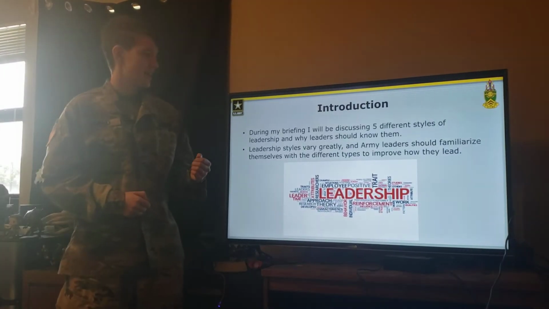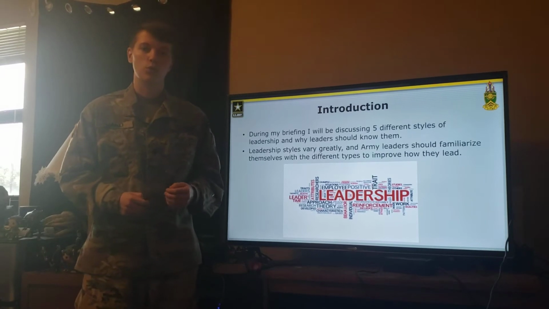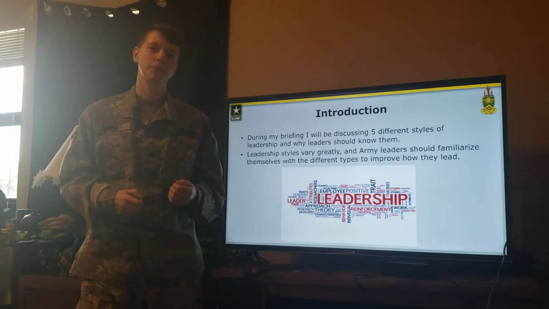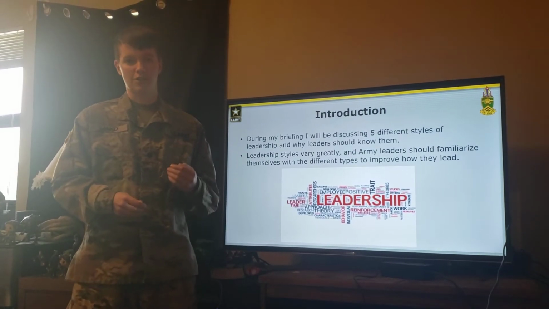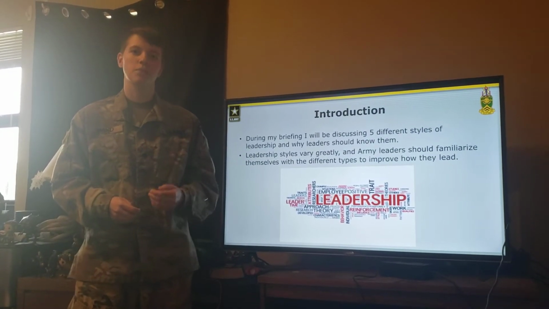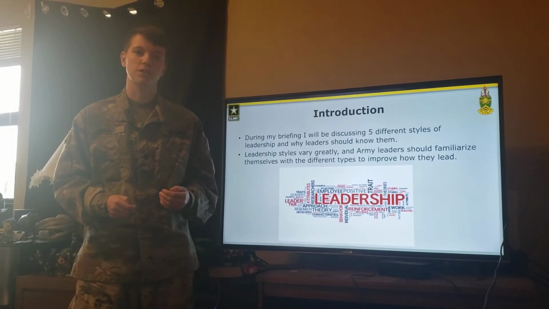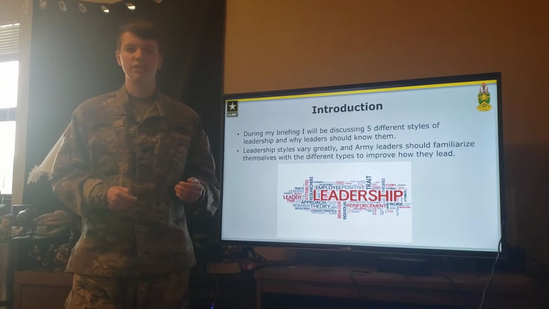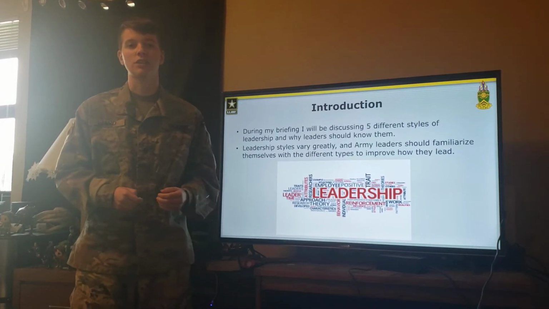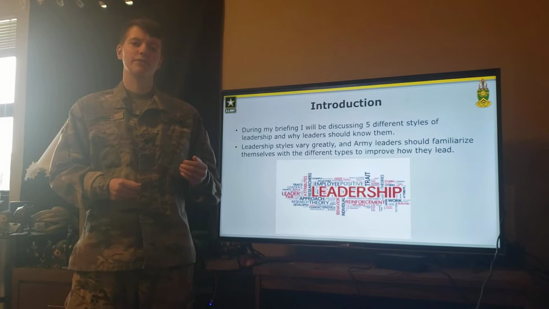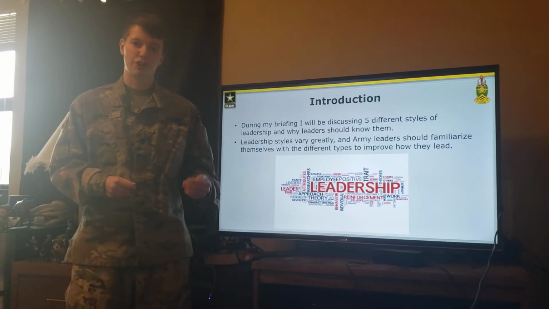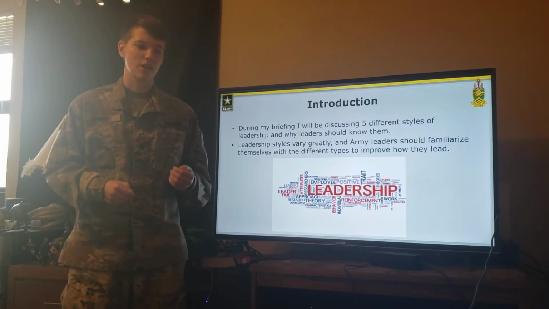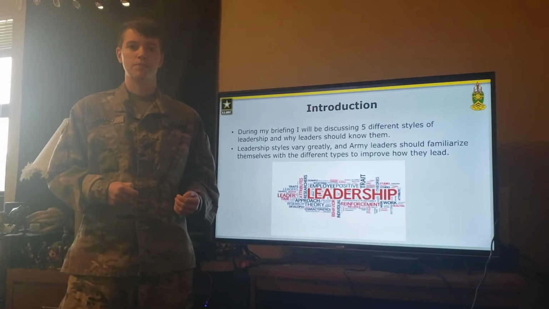Now, there are many different styles, but we will only be discussing 5 different ones today, and every Army leader should know different styles of leadership because it will influence and help them whenever they need to lead their own soldiers, because not every scenario requires the same style of leadership. And every leader has their own weaknesses and strengths with different styles. So some styles won't suit them at all, and others will be very effective for them.